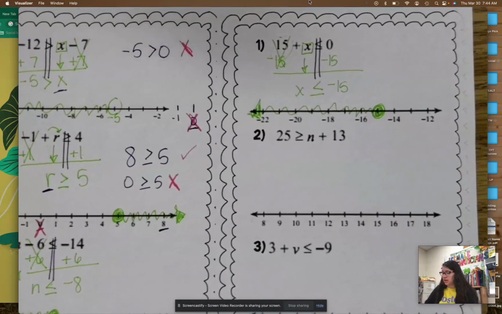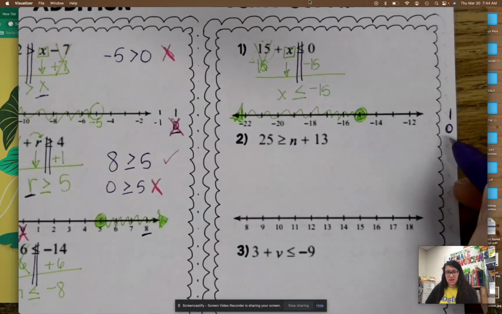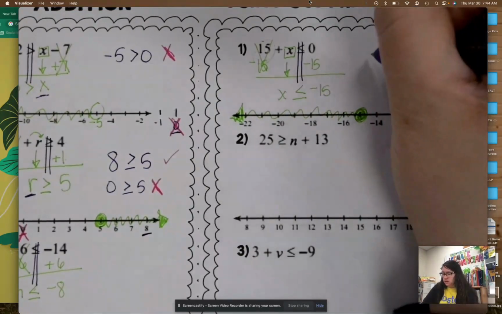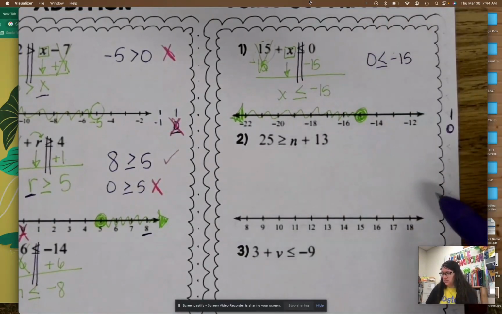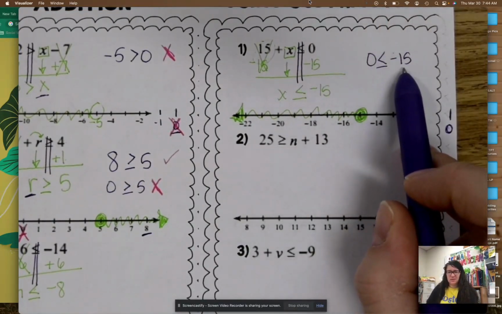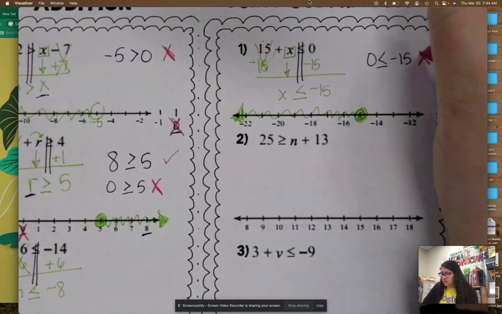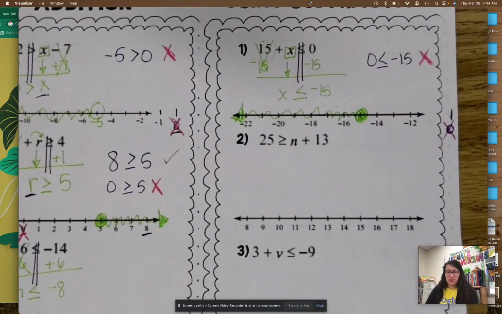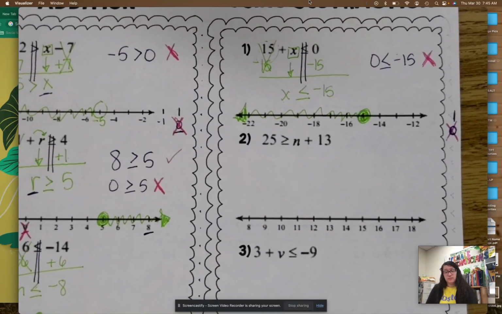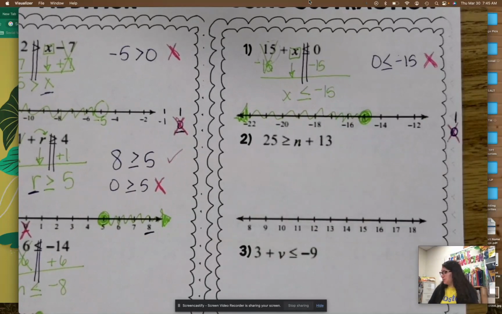I can go ahead and check. 0 would be somewhere way over here, and 0 is not on the side that I wanted. So if I do 0 is less than or equal to negative 15, is 0 less than a negative number? No. That's why I like to use the number 0 to check when I can, because 0 is easy for me to compare things to. If it's a positive number, it's got to be greater than 0. If it's a negative number, it has to be less than 0, and we don't see less than 0 here.